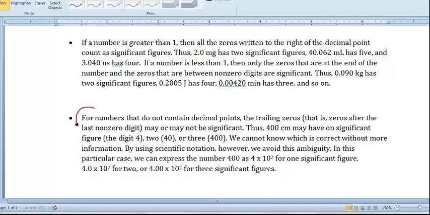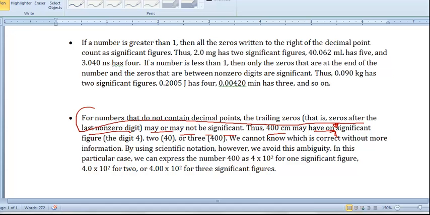For numbers that do not contain decimal points, the trailing zeros, that is, the zeros after the last non-zero digit, may or may not be significant. Thus, 400 may have significant figure. Let's see. Oh, I think this is a typo. Sorry about that. So it may have just 1. Yeah, that's supposed to say 1. There's a missing E here. It may have 1, 2, or 3.